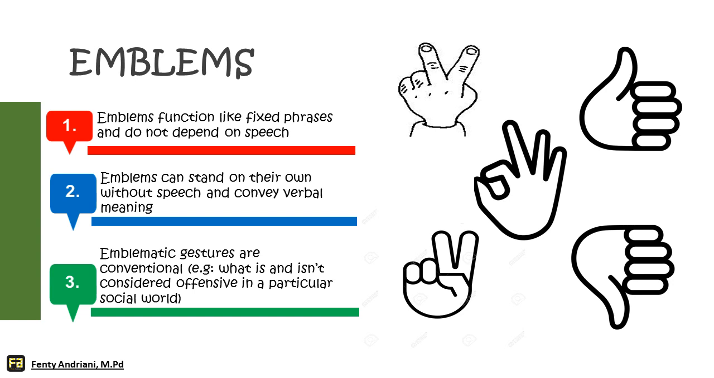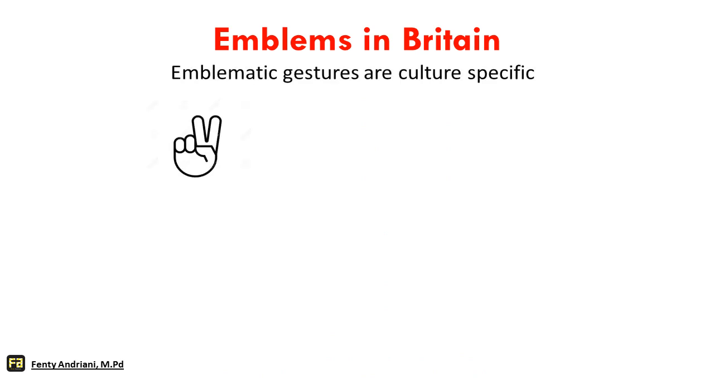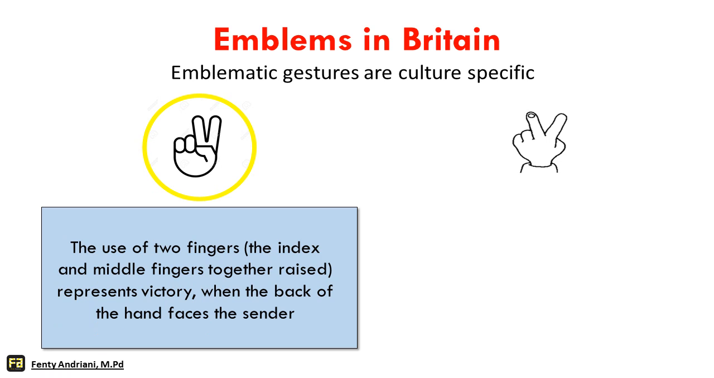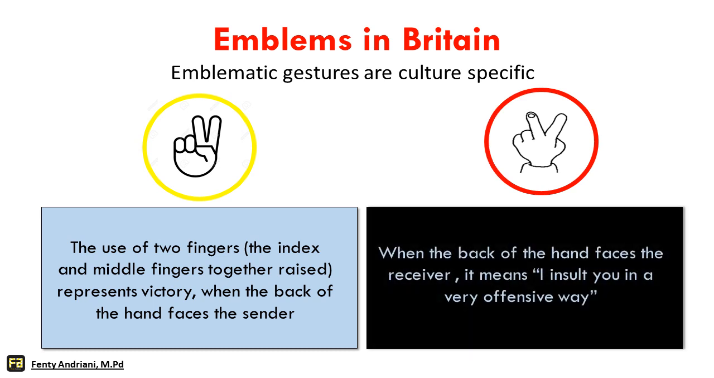For example, in Britain, the use of two fingers, the index finger and middle finger together raised in a V shape, traditionally represents one emblem. It means victory when the back of the hand faces the sender, but when the back of the hand faces the receiver, it means I insult you in a very offensive way.